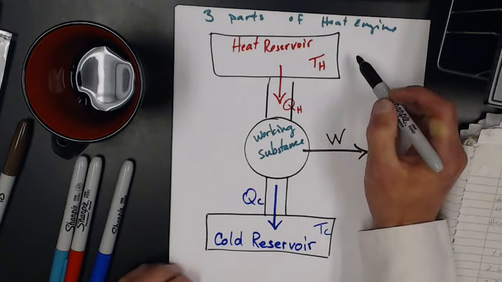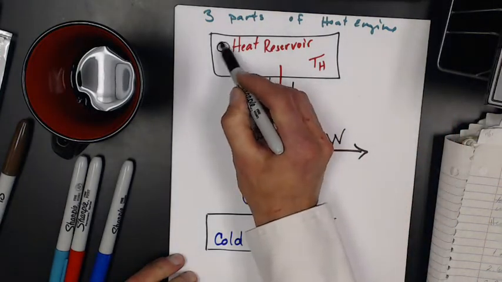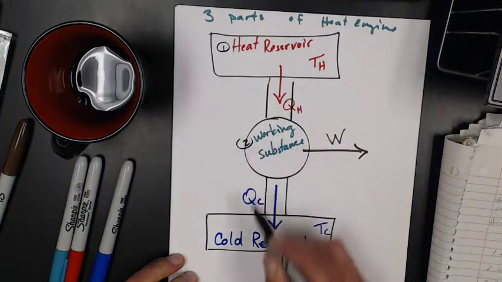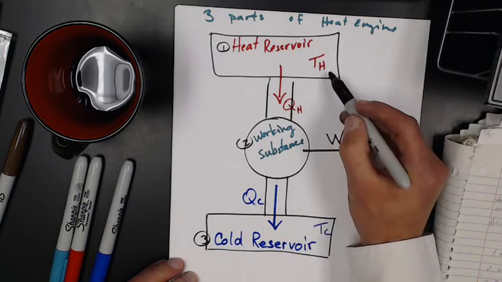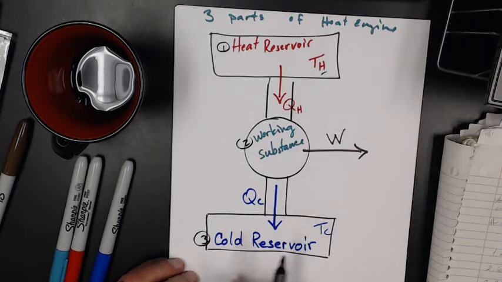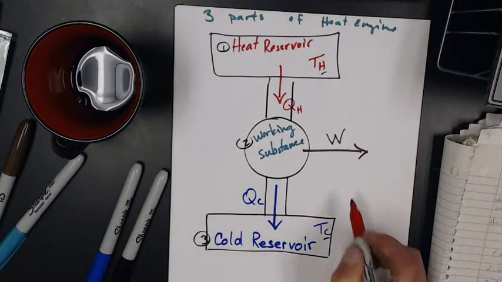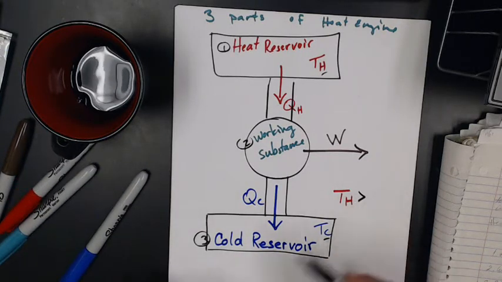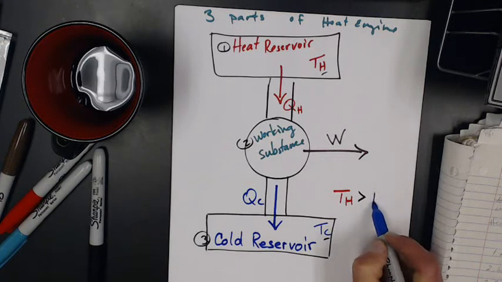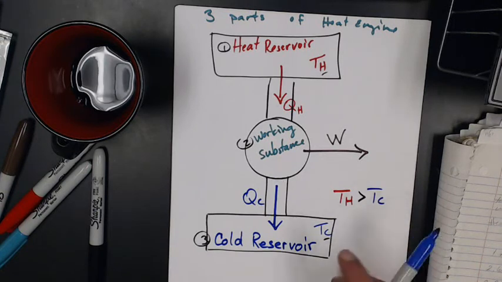So let's go through this again. The 3 parts of a heat engine. Number 1, the heat reservoir. Number 2, the working substance. Number 3, the cold reservoir. The heat reservoir is at a temperature TH. The cold reservoir is at a temperature TC. So by definition, TH is greater than TC. If the cold reservoir becomes hotter, the heat flows the other way because of the second law.